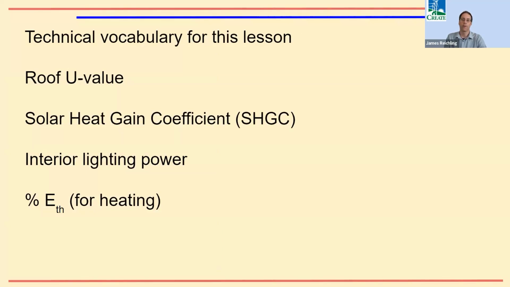So the 4 parameters we'll look at specifically in this lesson are the roof U value, the solar heat gain coefficient of the window glass, how much thermal energy is coming through that window glass, the interior lighting power, how much electrical power do you need to get the level of light that you need for your occupants to do what they need to do inside the building. And then also the thermal efficiency, that is this %E sub TH, the thermal efficiency of the heating equipment for the building. Think of that as like the efficiency of a gas furnace, for example, that you might have in your home.